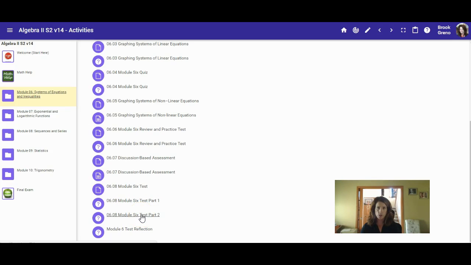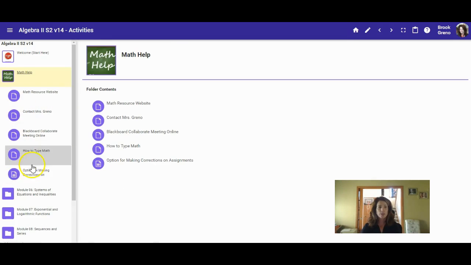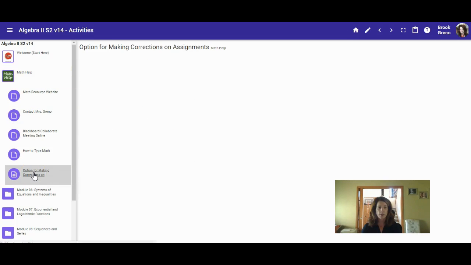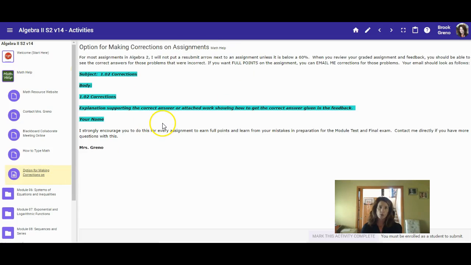Again, once you start it, you want to finish it. Remember that opportunity for corrections, you're going to have an opportunity to make test corrections in each module, but also assignment corrections. That goes back to this math help folder, where you can also just make corrections on certain problems and not have to retake that whole assignment, okay?